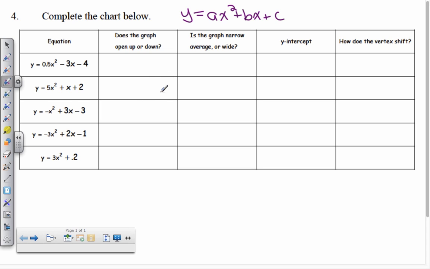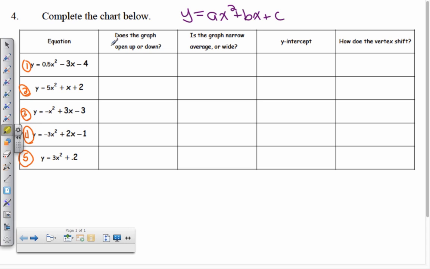And then when you do the video for 8.3, the first 3 or 4 slides are just going to mimic this, so if you watch this, you can actually skip those. So does the graph open up or down? So we're going to look at each of these. I'm going to number these so that I can refer to them as each problem. And we're going to fill this table in for each part here.